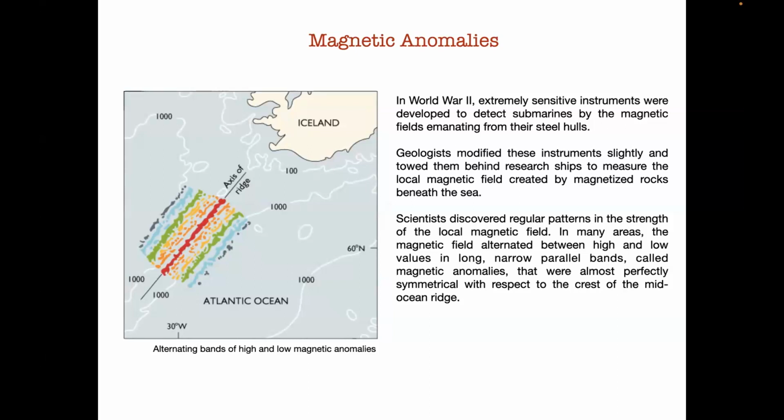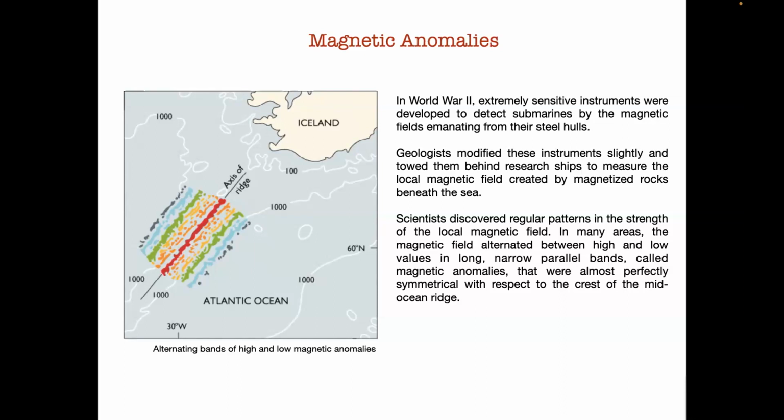So they actually put the magnetometer. A magnetometer is an instrument which detects the magnetic field. They found that there is a regular pattern of high and low magnetic field. They could see that regular pattern when they were moving along the Atlantic Ocean, from one coast to the other.